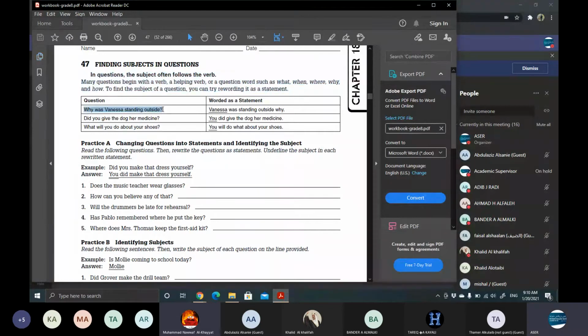Okay, these ones. So here we are speaking today about the subject in a sentence, in a question. How can we find it? The process is pretty easy. If you cannot directly recognize the subject from a question, all you need to do is just to alternate the question into a statement or a sentence. For example, we have here, why was Vanessa standing outside? So in order to change that into a statement, we say Vanessa was standing outside.